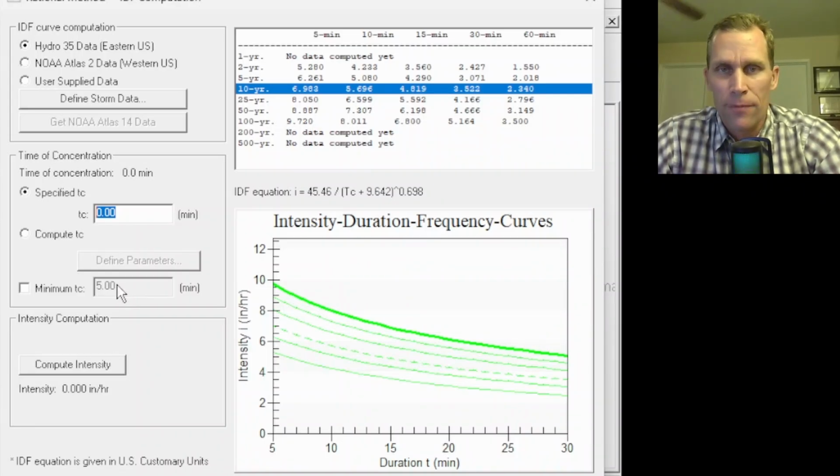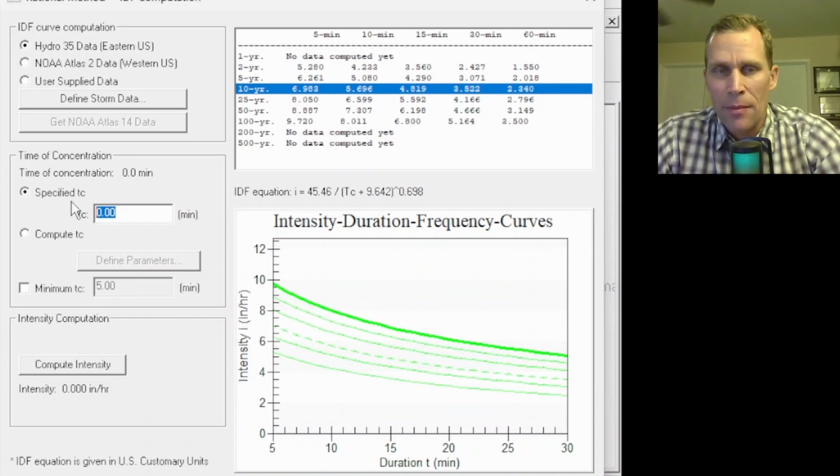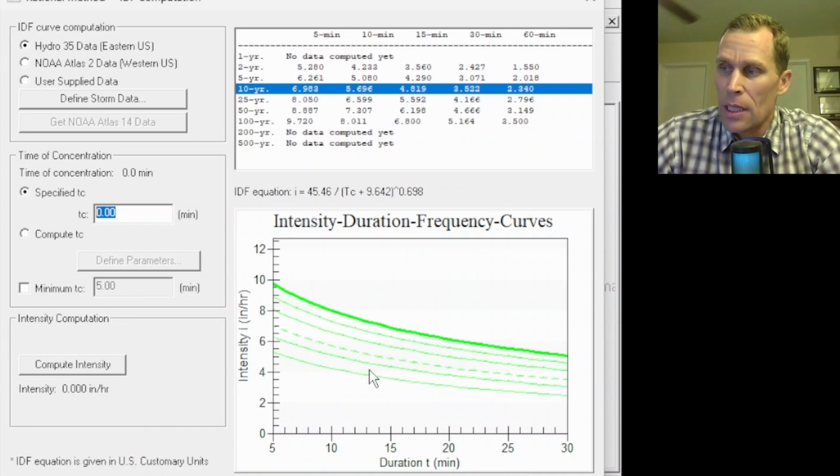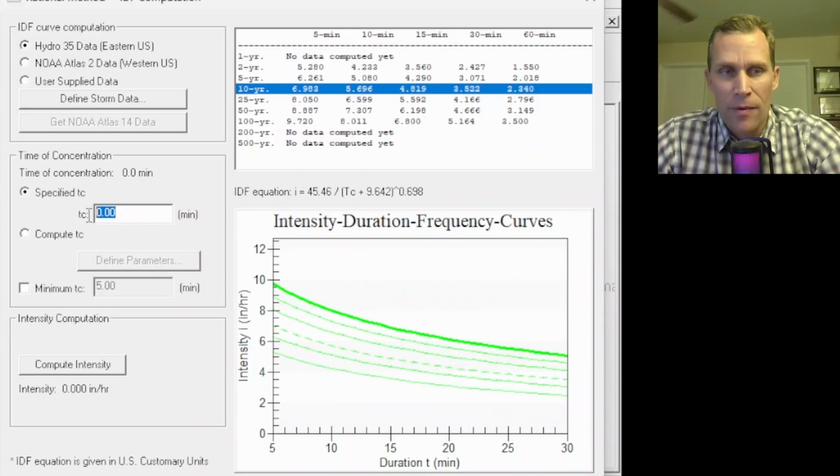and that would result in a flow rate that's lower than it probably is. So as we decrease the time of concentration, the intensity will be increasing, the flow rate will be increasing. Eventually, we're going to hit our flow rate of 108.6 CFS, and at that particular flow rate, the time of concentration will be our answer for the problem.